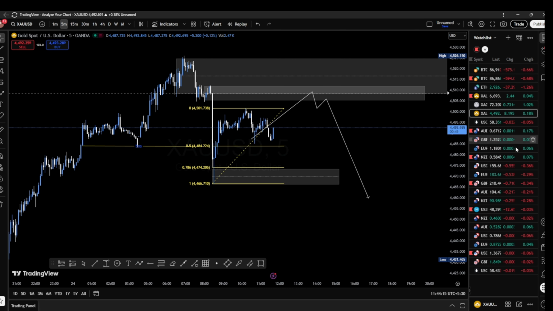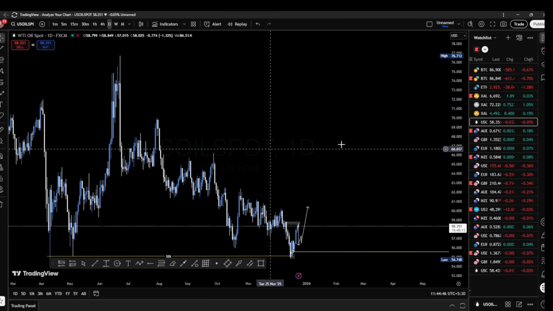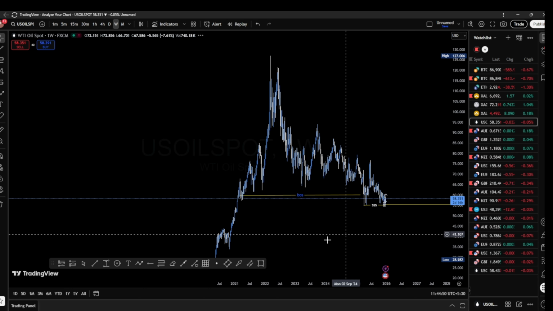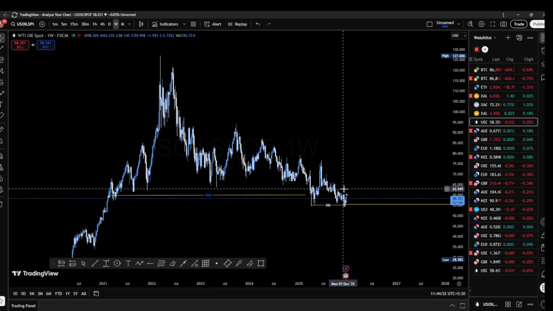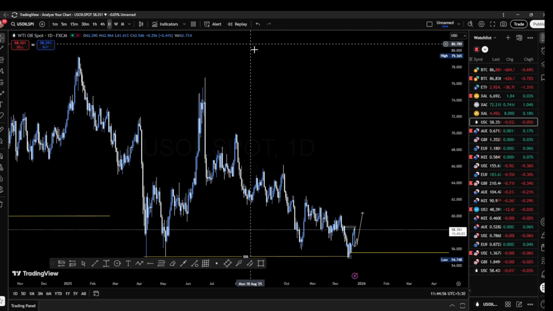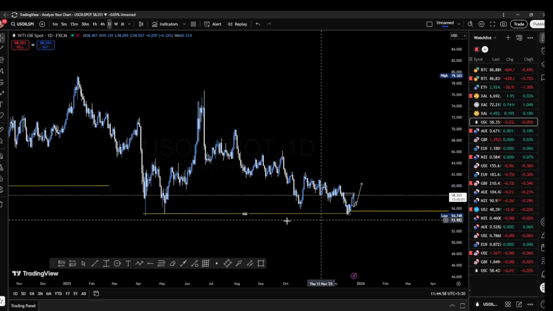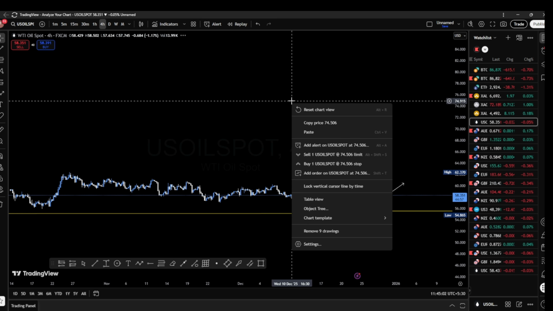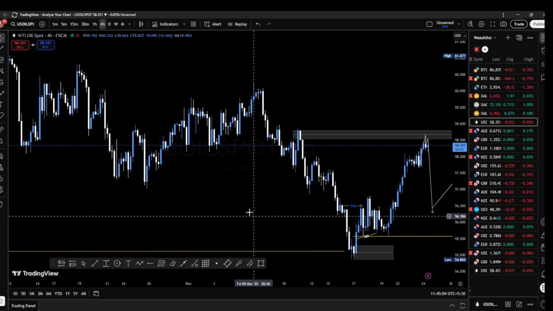This is for gold. Right now let's talk about US oil. In the daily time frame, let's see what's going on in the weekly time frame. Liquidity sweeps in the daily time frame. The sweep has been done well in the 4-hour time frame. Break of structure has been done.